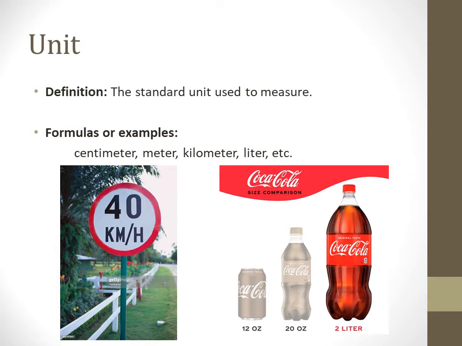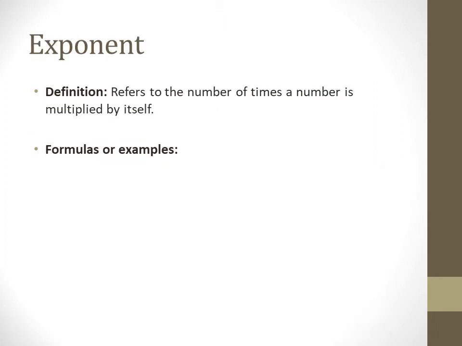Now, I will keep moving through these vocab words. So if you need to pause to write the information down, please do. Next, an exponent. An exponent refers to the number of times a number is multiplied by itself.